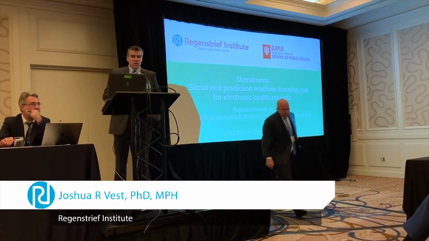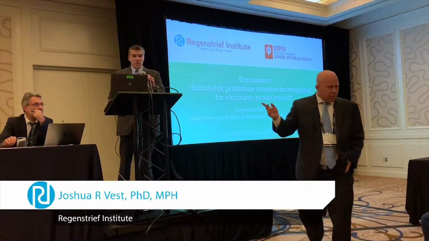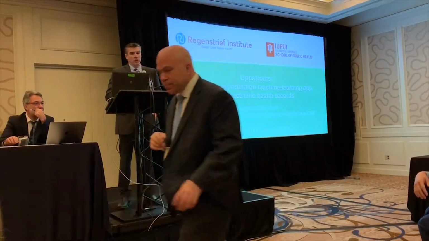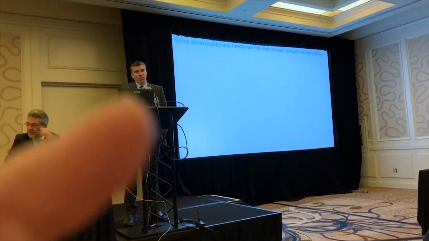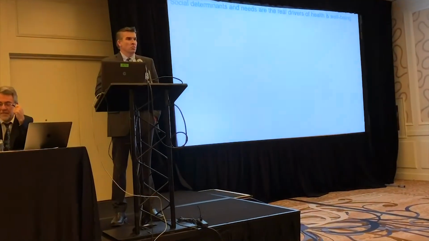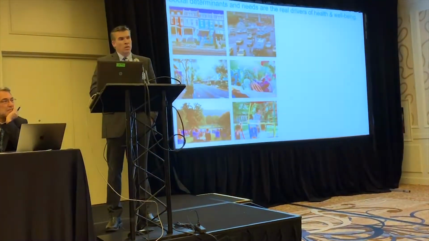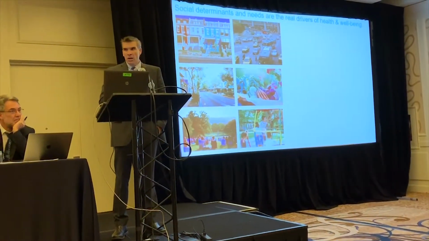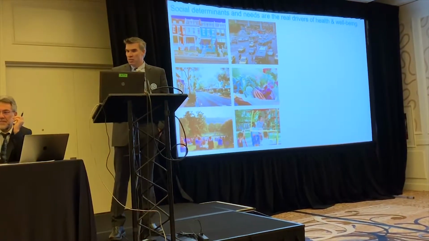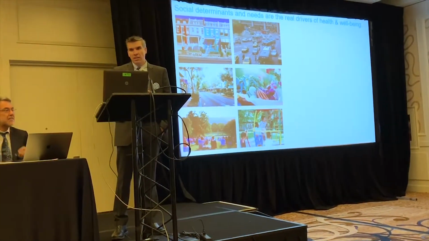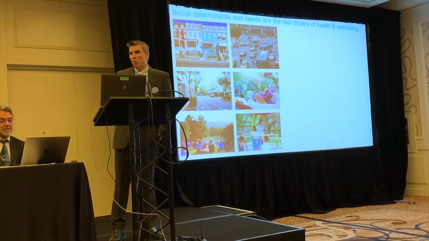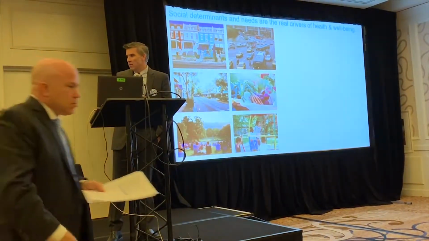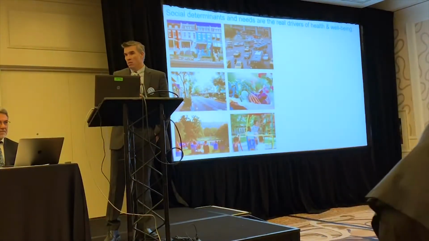So our solution is Uppstroms, which is a social risk prediction machine learning app for electronic health records. If we think about what are the real drivers of health and well-being, those are social determinants and behaviors. Where we live, work, play, our individual behaviors, our social situations and contexts, our environmental situations, those are infinitely more important to our health and well-being than genetics or medical care alone.